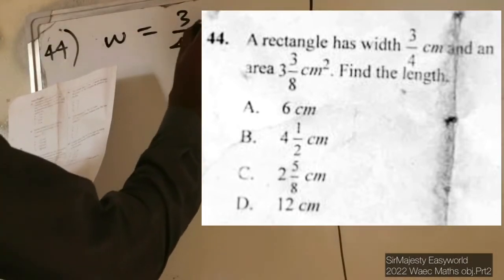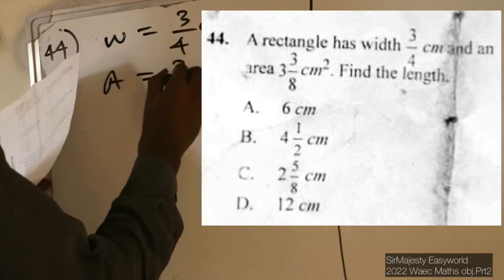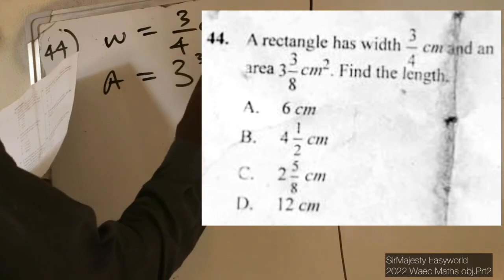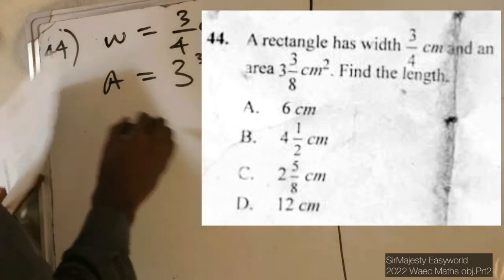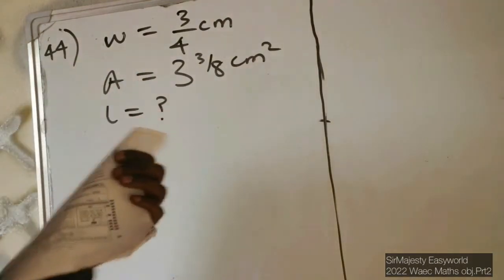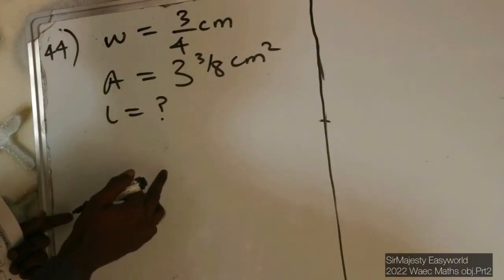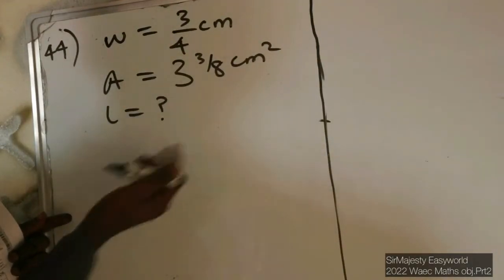Okay, so number 44 says a rectangle has a width of 3/4 centimeter and an area of 3 whole number 3/8 centimeter square. Find its length. So we are given the width and area of a rectangle and we are asked to find its length.